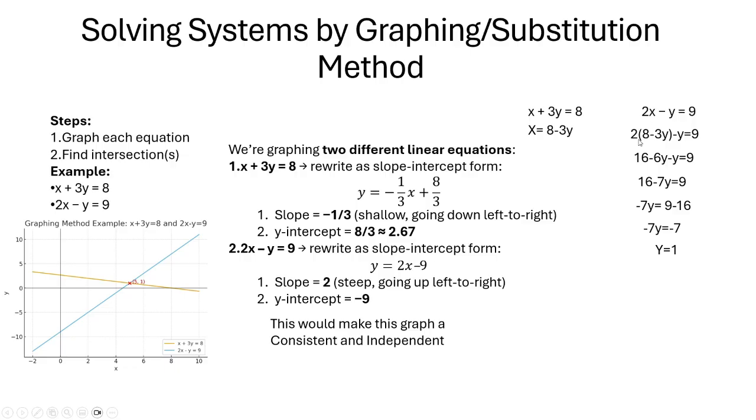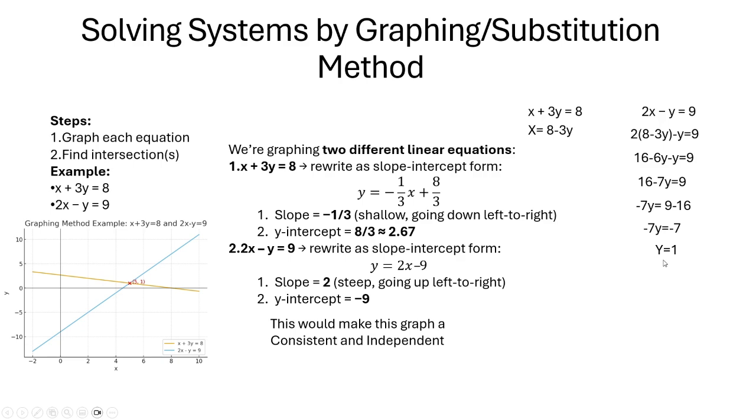Now we can take this x and put it into the second equation. So it would be rewritten as 2 times (8 minus 3y) minus y equals 9, which is 16 minus 6y minus y equals 9. Combine like terms, which comes out to negative 7y. We subtract 16 from both sides, because we're trying to find y here, and this is the only y that we have. So this comes out to negative 7 as well. To get y by itself, we divide each side by negative 7, and negative 7 divided by negative 7 is 1, so y equals 1.